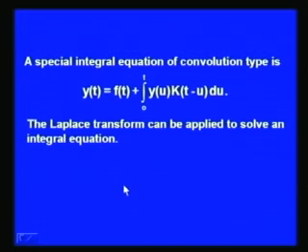Now, a special integral equation of convolution type is a Volterra integral equation where you take a equal to 0. So, y(t) is equal to f(t) plus integral from 0 to t of y(u) k(t minus u) du. Here we take k(t, u) as k(t minus u) and a as 0. So, it is a special kind of Volterra integral equation. We are going to find a solution of an equation of this type using the Laplace transform.